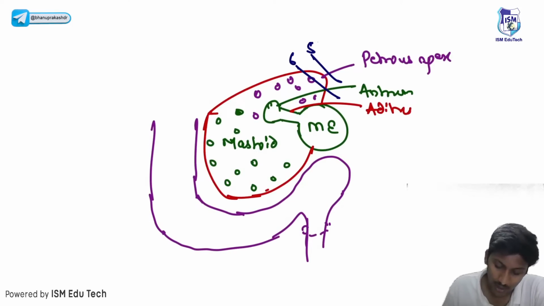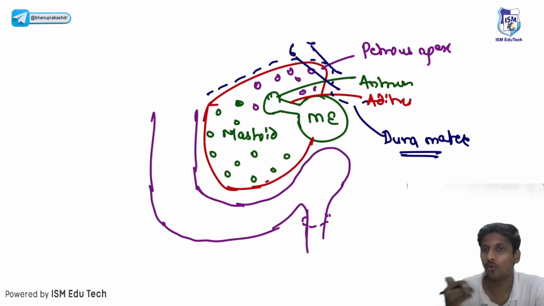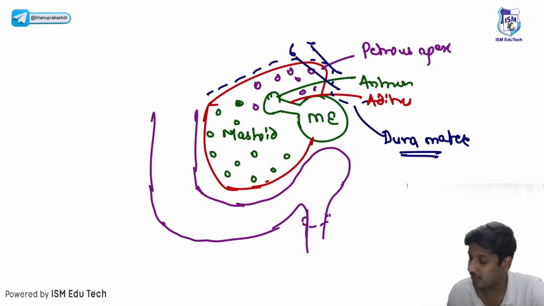Important, this is the middle ear. Above the middle ear we have this. What is this? This is the dura mater, the outermost meningeal layer. So you can see above the roof of the middle ear we have the dura mater of the brain.